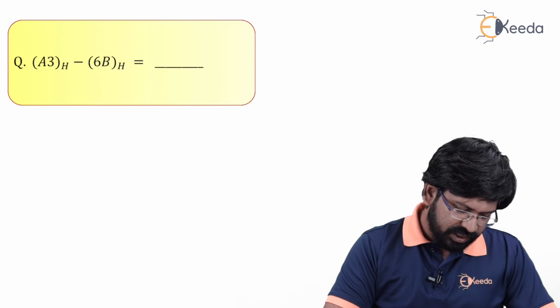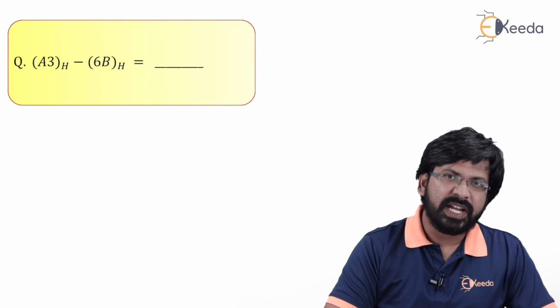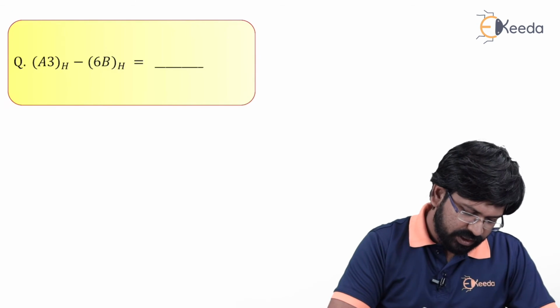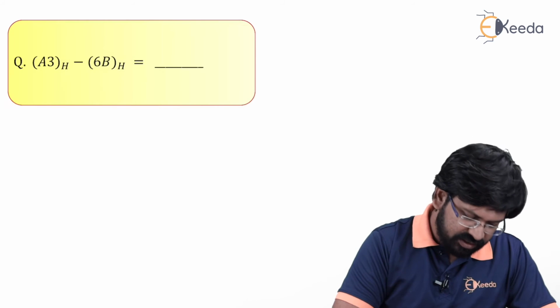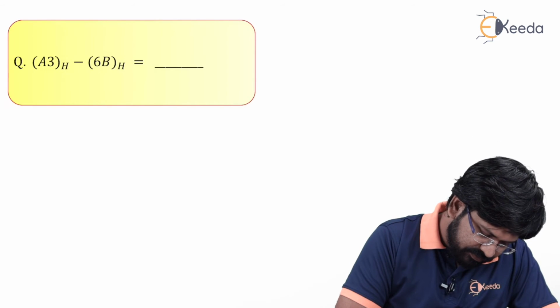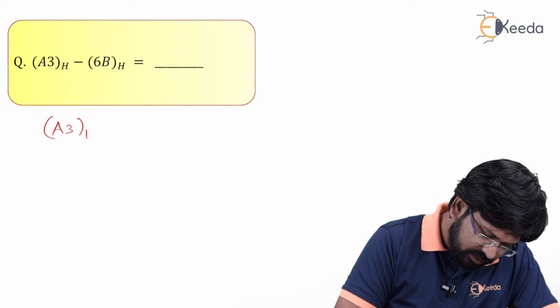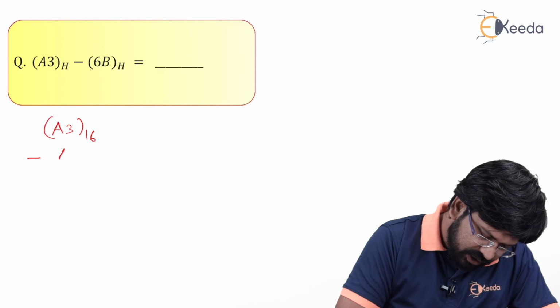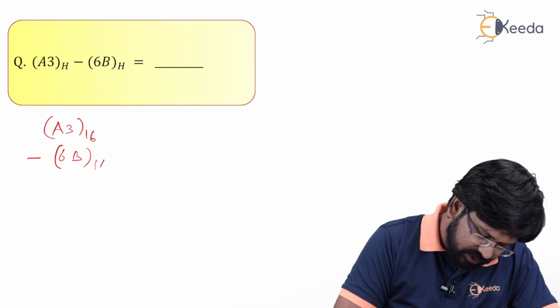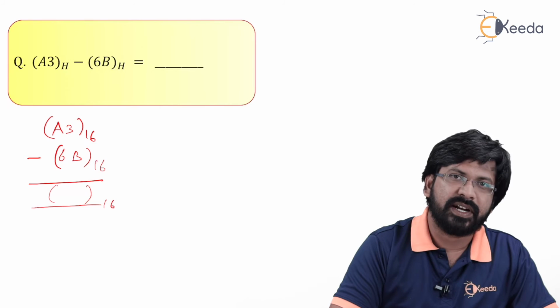So the question is a3 hex minus 6b hex is equal to what? Base hex means it is base 16. So the question is like this: a3 having base 16 minus 6b having base 16. Of course the answer should be in terms of base 16 only, right?